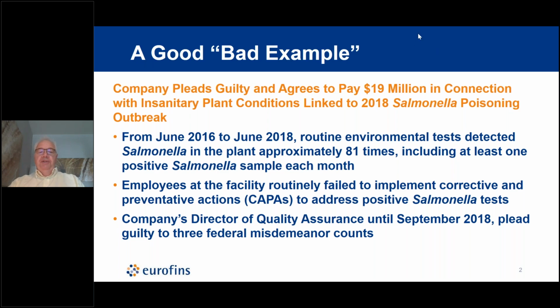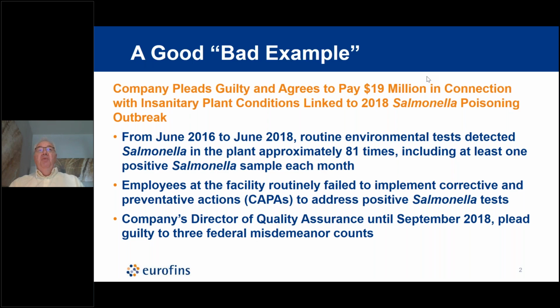What is pretty evident is that over a 2-year period, the company was doing routine environmental monitoring testing because when they were developing their food safety plan, they identified salmonella as a hazard that was reasonably foreseeable and that could be difficult to control if your GMPs or your sanitation was not working well. They discovered that salmonella was present in the plant 81 times over that 2-year period, including at least 1 positive salmonella sample each month.